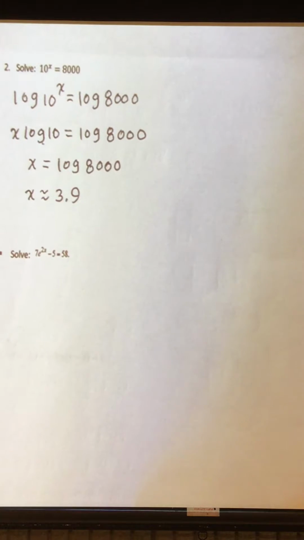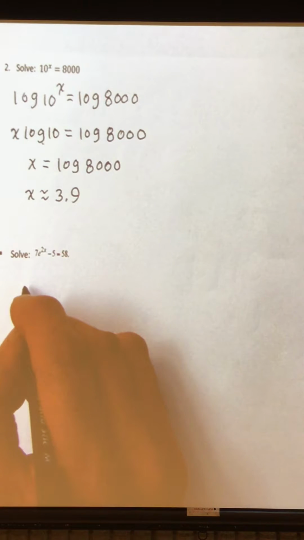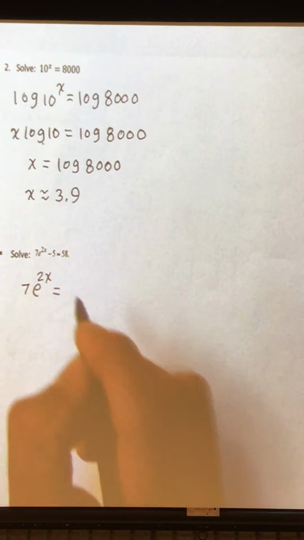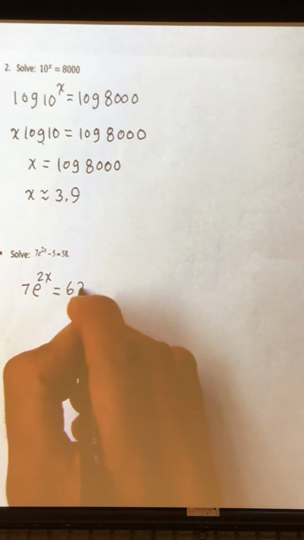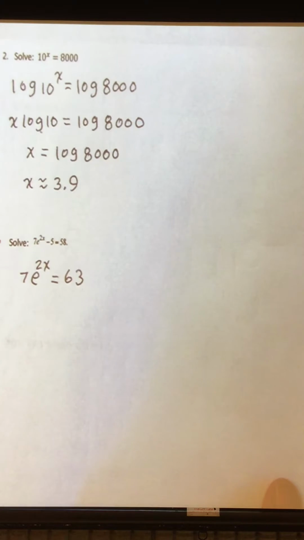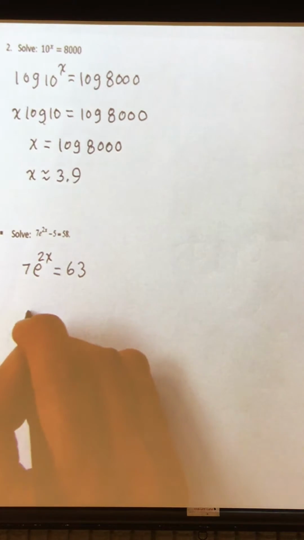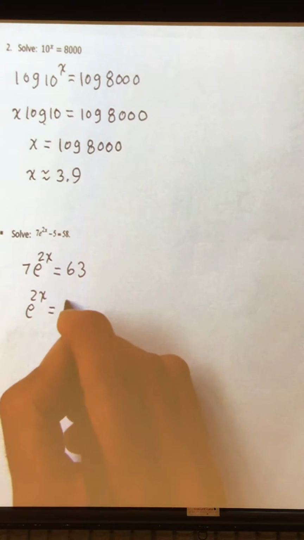Problem 2b. First, we must isolate the exponential. So I suggest taking the negative 5 to the right side and writing 7e to the 2x. And adding 58 plus 5 will give us 63. Now to make the math easier, let's continue to isolate the exponential to get it by itself. So dividing both sides by 7 will give us e to the 2x equals 9.